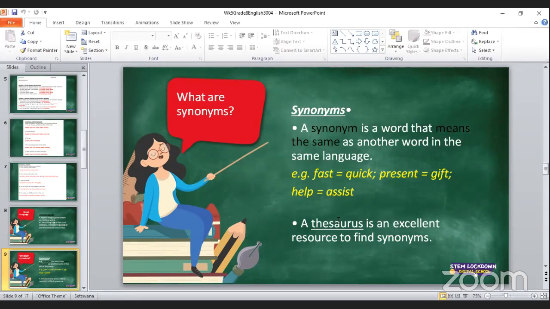For example, let's say you are looking for the word beautiful in the dictionary. It will give you the meaning of beautiful. But if you look for beautiful in a thesaurus, it will give you a list of other words that mean the same thing as beautiful. Words such as wonderful, good, splendid, comely, appealing, attractive, and so on and so forth, right? And a thesaurus really is an excellent resource to find synonyms.